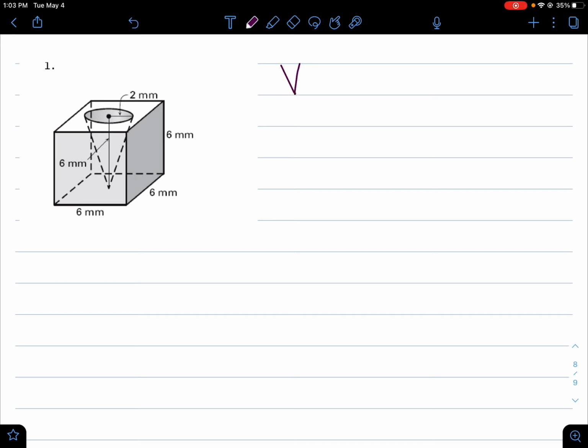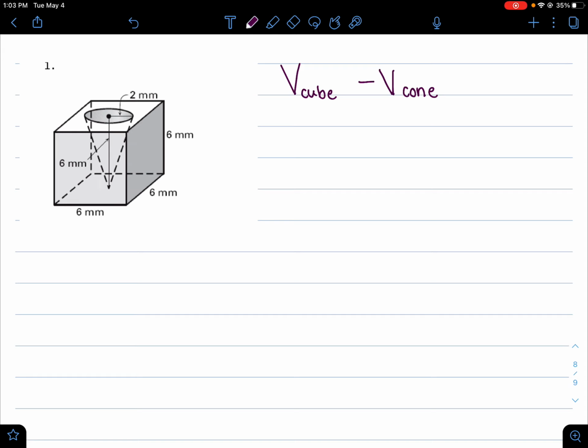The volume of our composite is going to be the volume of our cube. And then are we going to add or subtract? We are going to subtract the volume of our cone, because the cone is being scooped out of this cube. So we need our formulas.